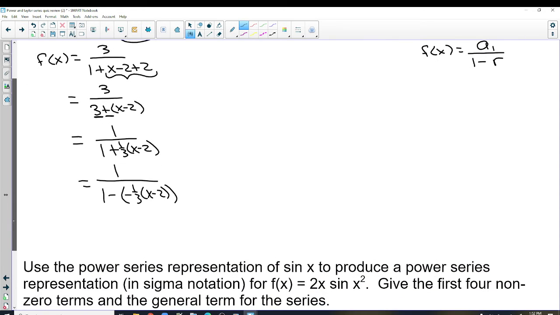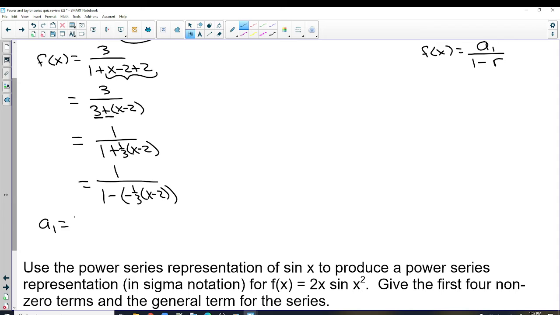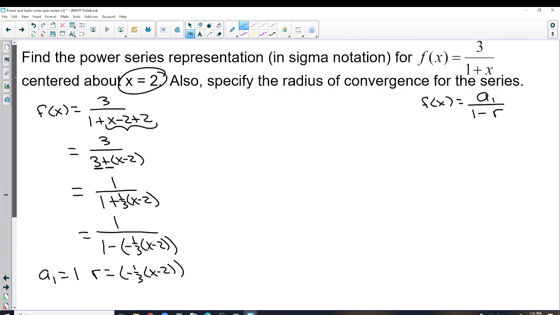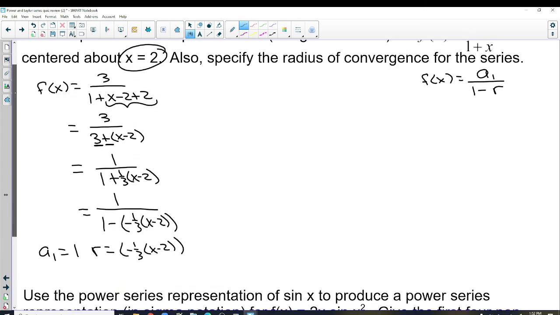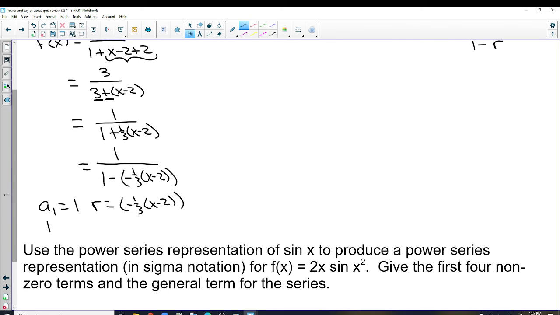And this is a geometric series. So a sub 1 is equal to 1. R is, I don't need parentheses, I'll leave it. There's your R. So it says, I'll scroll back up real quick, find the power series in sigma notation, radius of convergence. All right, so now this is going to be 1 minus 1/3 times x minus 2 plus 1/9 times x minus 2 squared minus 1 over 27 times x minus 2 to the 3rd plus keep on going. So there's the power series. There's the geometric series.